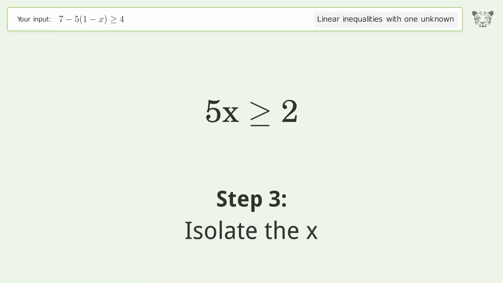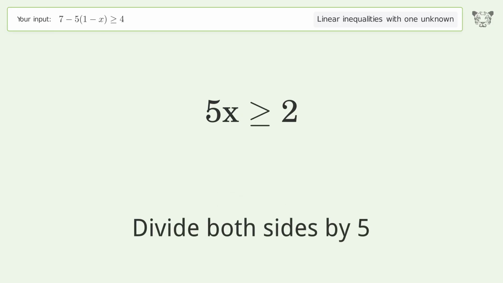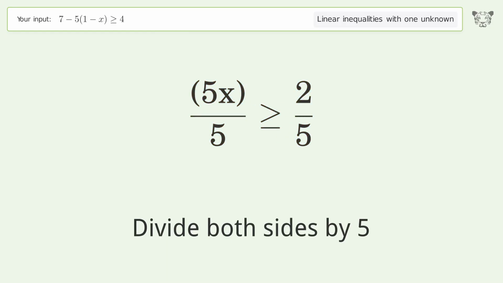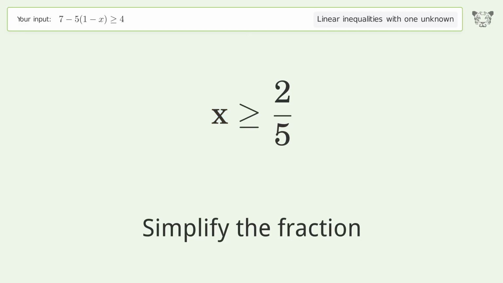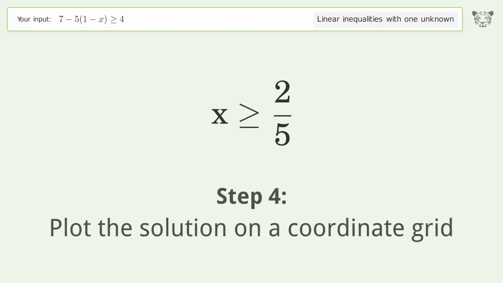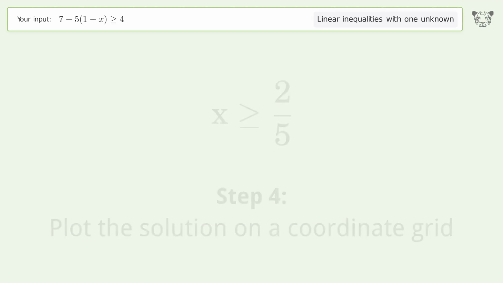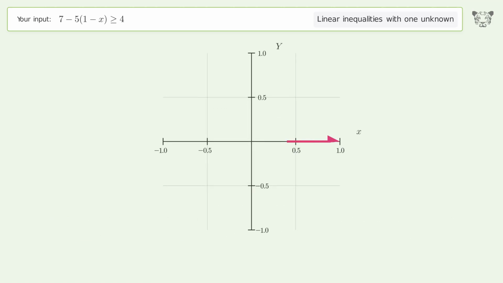Isolate the x. Divide both sides by 5. Simplify the fraction. Plot the solution on a coordinate grid. And so the final result is x equal or greater than 2 over 5.